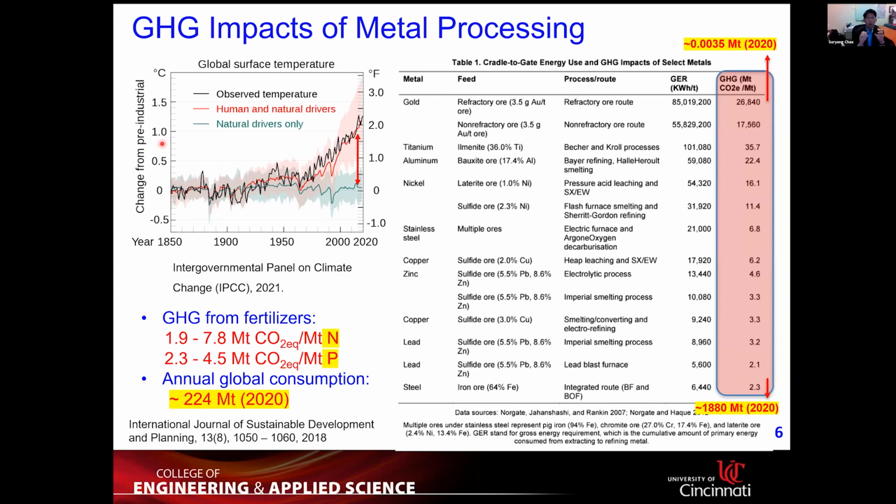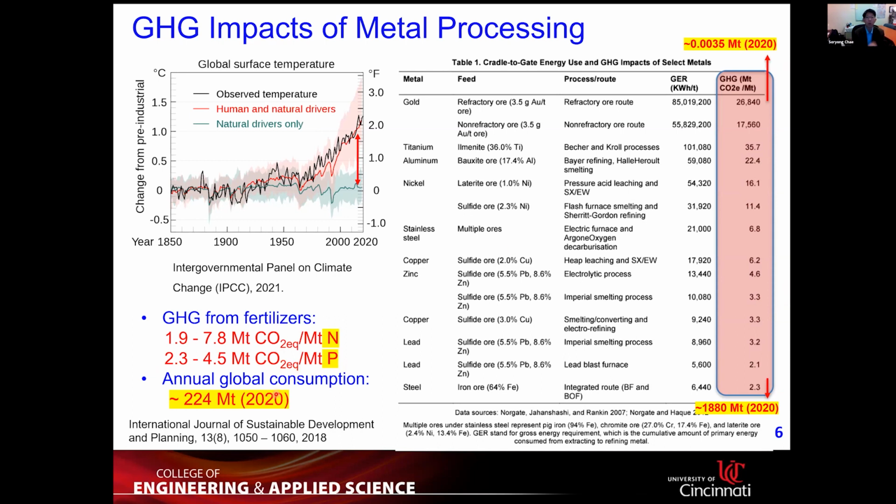I'm sorry for that. So we need fertilizer to grow our plants and crops. If we produce 1 million ton of nitrogen, of course it depends on the production system, like the Haber-Bosch process or other manufacturing systems, usually we see 1.9 to 7.8 million ton of carbon dioxide discharged. And for phosphorus, a little bit lower, but still 2.3 to 4.5 kilogram CO2 can be released per kilogram of phosphorus. So this number is significant compared to the numbers on the table.